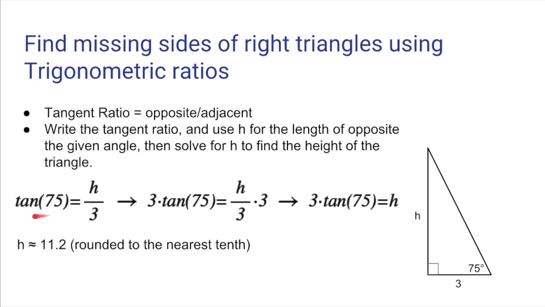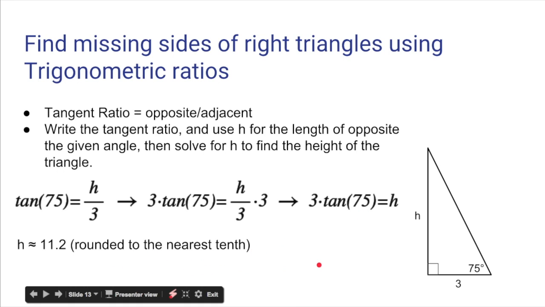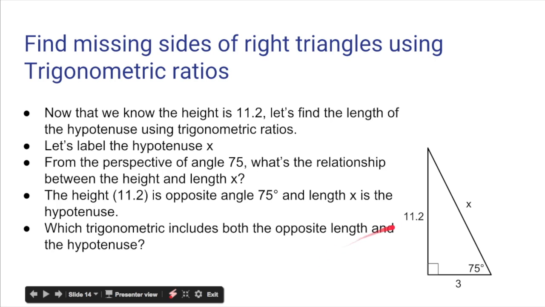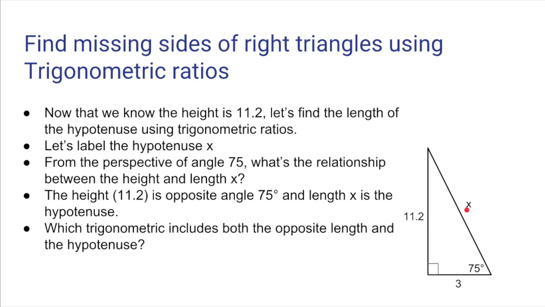So the tangent ratio, we can write that as tan 75 is equal to H over 3. This is opposite over adjacent. And then we solve for H. We multiply both sides by 3, and we get 3 times tan 75 equals H. You're going to type 3 times tan 75 in your calculator, and you'll get H is about 11.2.